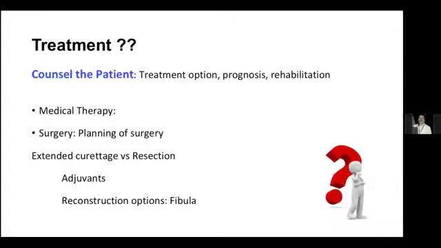And the next, of course, the surgery. You need to know about curettage versus resection. What are the indications of each? If you do a curettage, what is an extended curettage and what are the adjuvants which are used? If you do a reconstruction, what are the options available? You need to remember there has been a talk of fibula over so many years, and ipsilateral fibula is a popular answer because it matches the distal radius very well.